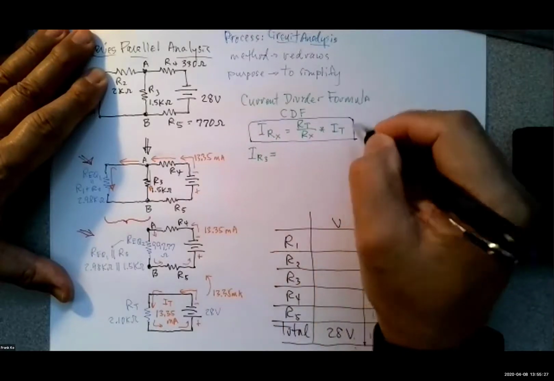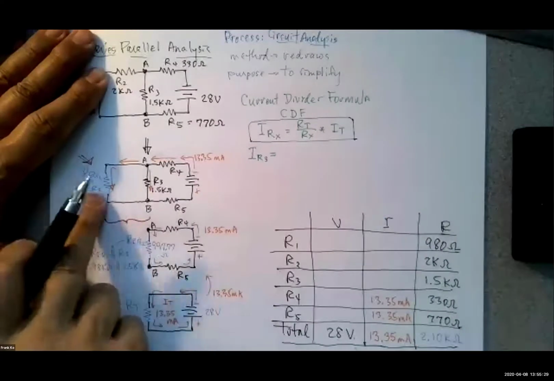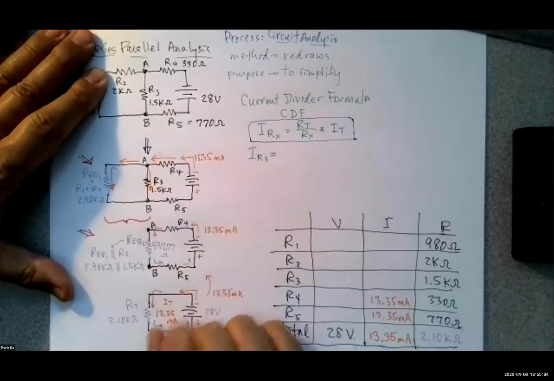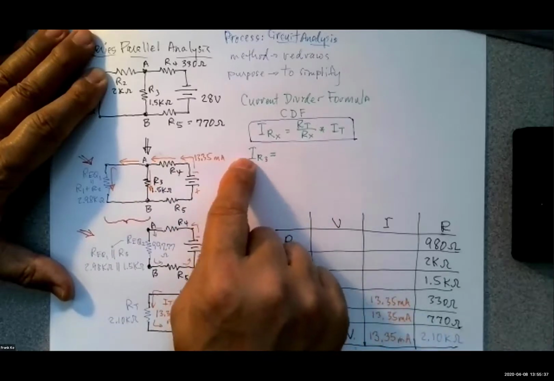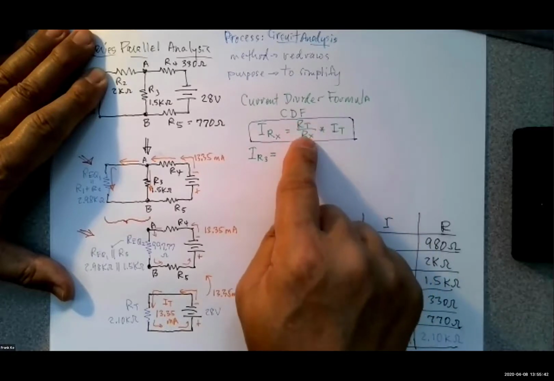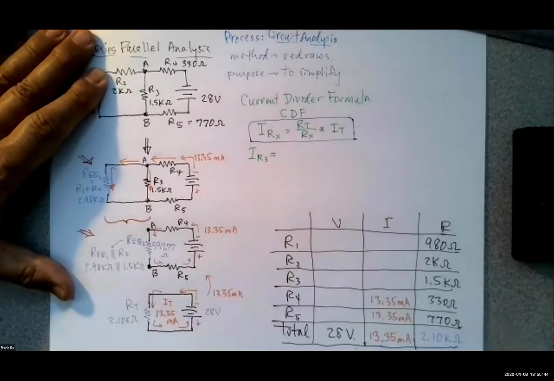But we have to understand how to apply that formula to the unique circumstances that we're presented with. So if we want the current that goes through R3, we write R3 here. So the current of R3 is equal to, so what do I use for the numerator, the denominator, and the total? How would I set that up? Question goes to Rebecca. For RT, you would put 2.10 k ohms over RX, which would be R3, which is 1.5 k ohms, times I total, which is 13.33 milliamps.